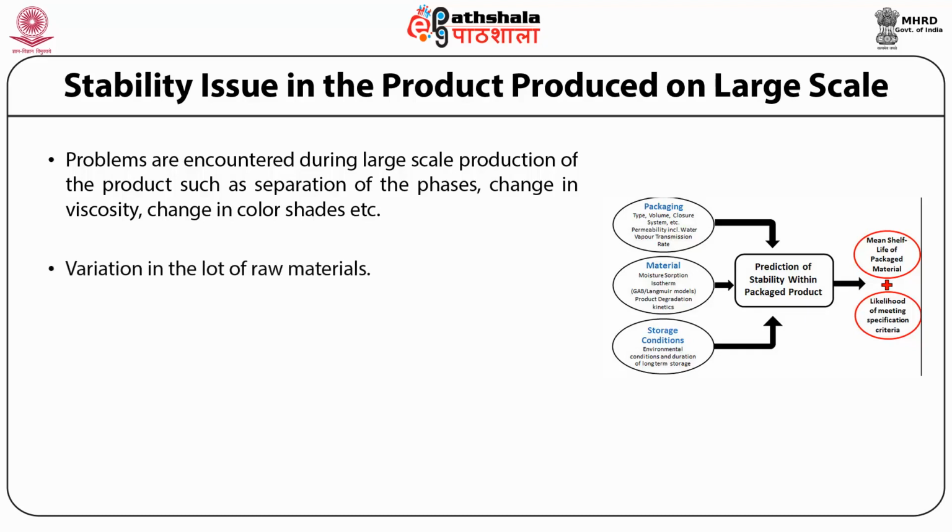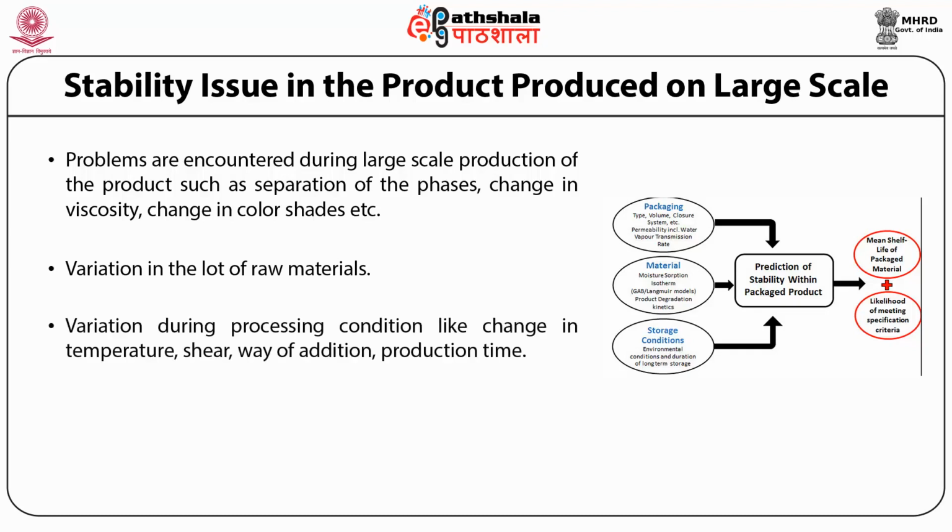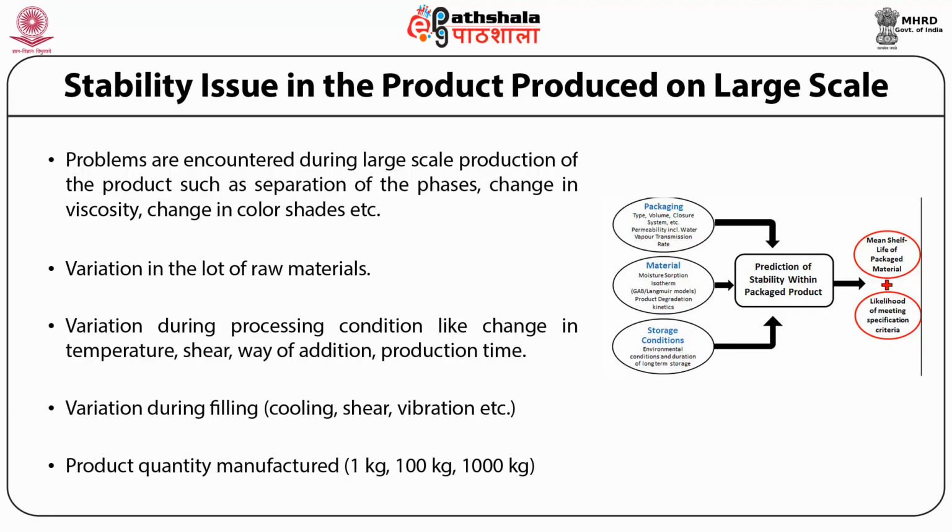Variation in the lot of raw materials, variation during processing conditions like change in temperature, shear, way of addition, production time, variation during filling, cooling, shear, vibration, etc. And the product quantity manufactured, a batch of 1 kg, a batch of 100 kg, or a batch of 1000 kg.